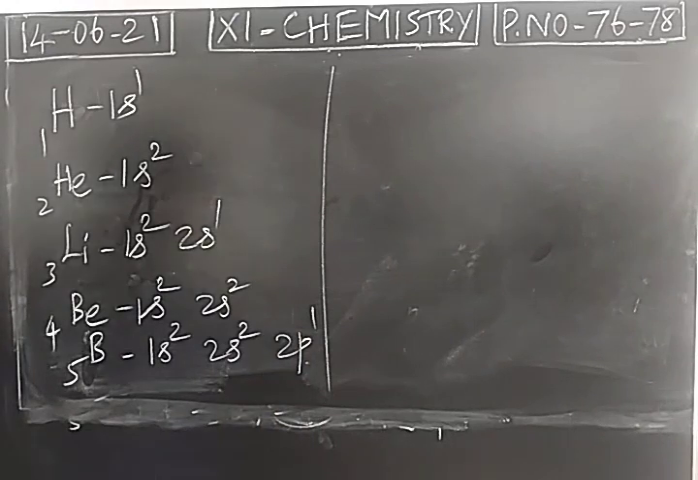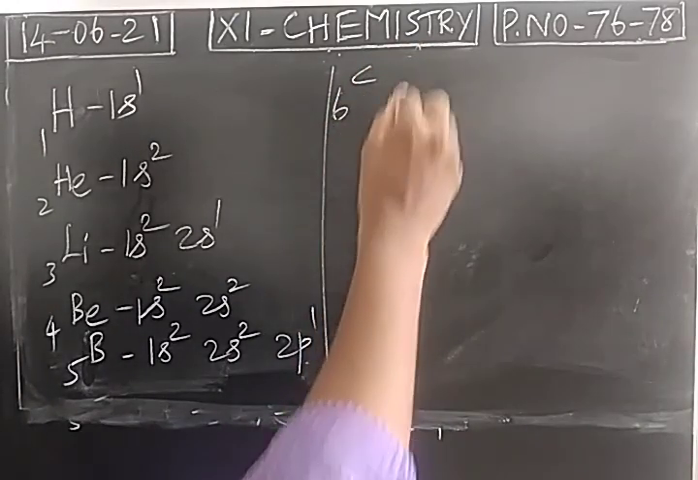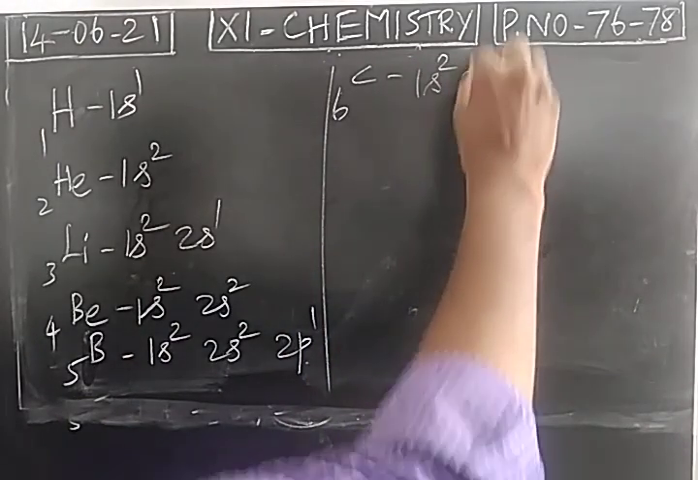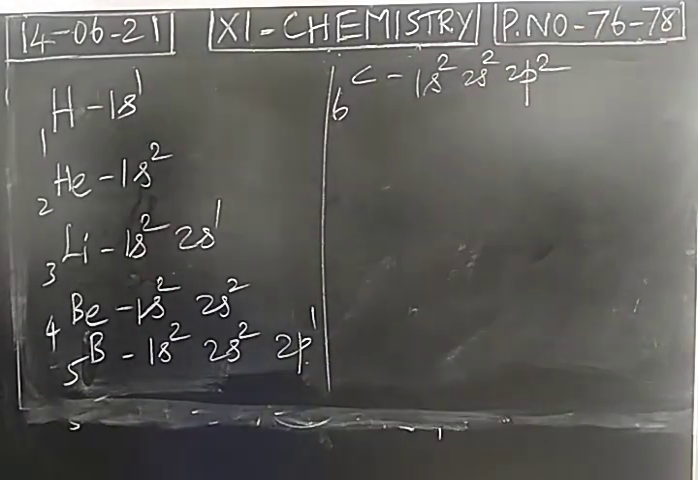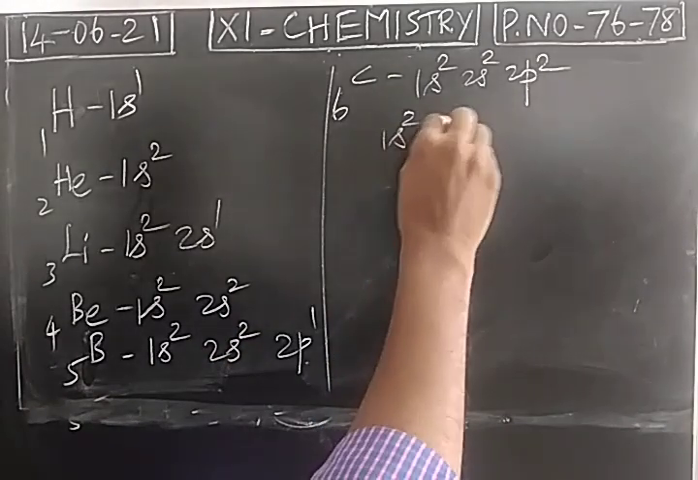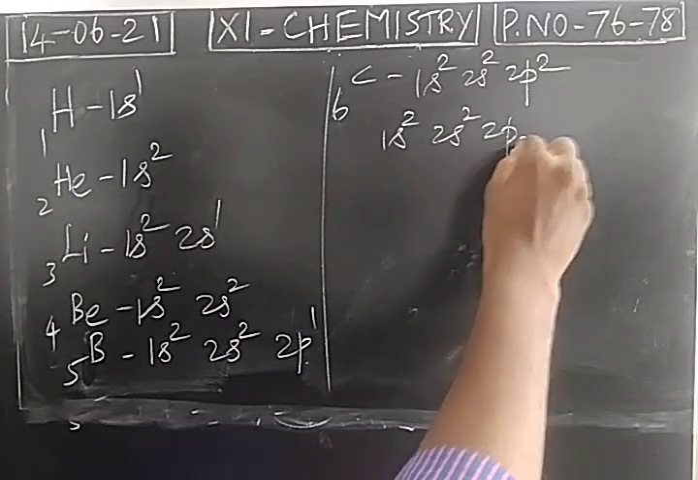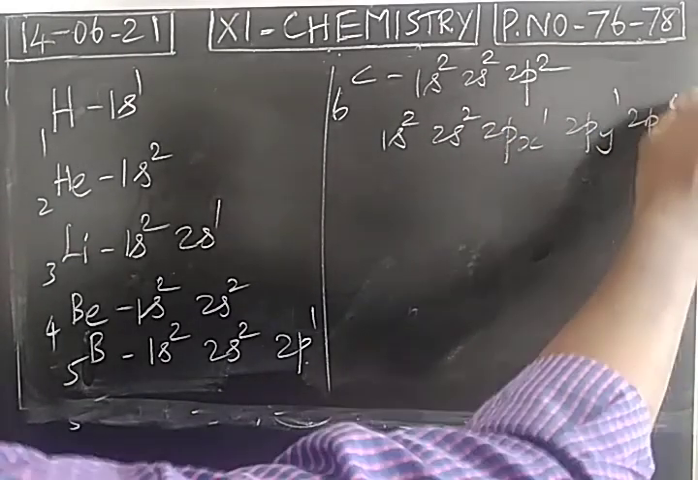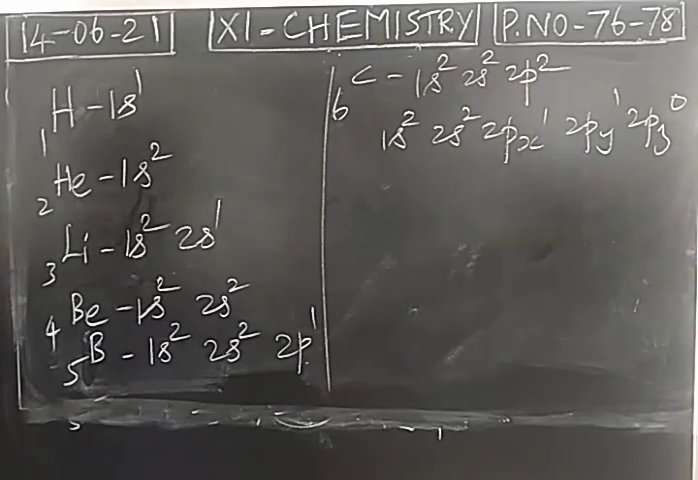And what is the next element? Carbon with atomic number 6. We have to place 6 electrons. 1s2, 2s2, 2p2. Like this we may write. Or 1s2, 2s2, 2px1, 2py1, 2pz0. Like this also you may write.